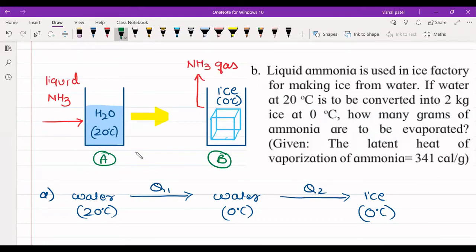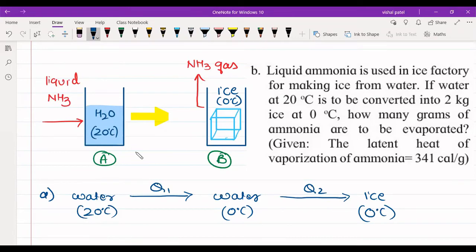Now what you see is, students, initially ammonia is in liquid state here. Okay, so that heat ammonia is giving to water. Heat means its coldness. So what will happen? Water is converted to ice, and liquid ammonia will convert to gaseous ammonia. Okay, this is the diagram. Any doubt? Let me know. Okay, so first I will do the calculations for water.